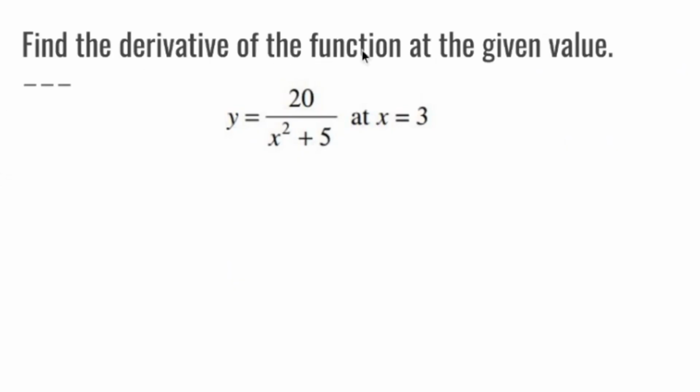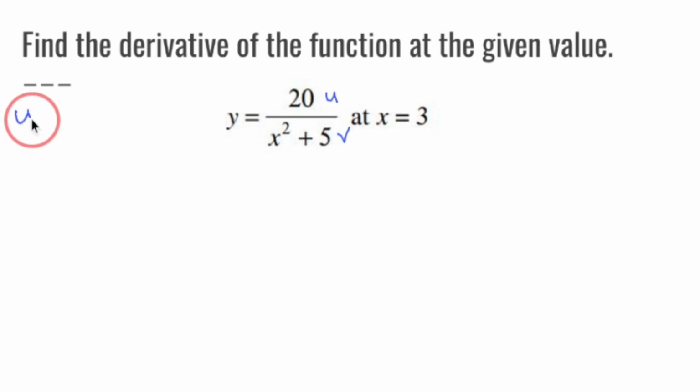Find the derivative of the function at the given value. All right, so first let's find the derivative, and then after I find the derivative, I have to plug in 3, and that's what it's asking me to do. So in order for me to find the derivative, I want to use the quotient rule. So let's call the top u, let's call the bottom v.